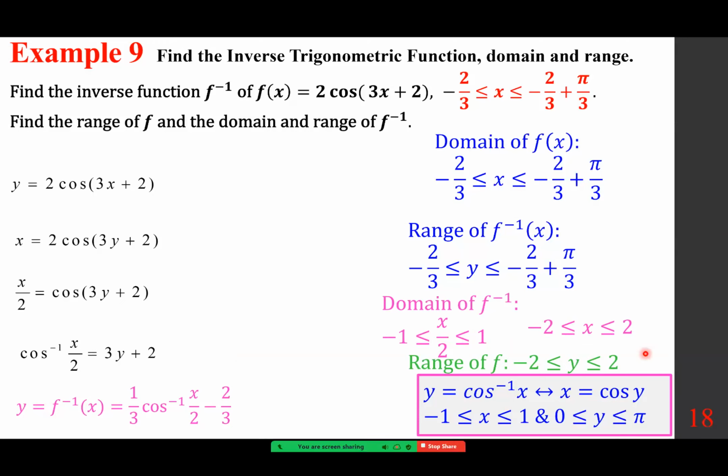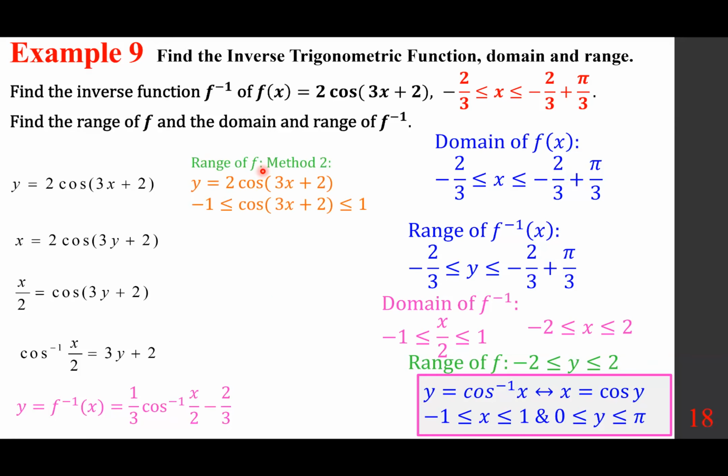And what I want to do, I'm going to go over the second method that I think might be a tad easier for some people to follow. So let's do the second method on that, just as we did it previously. Range of f, method 2. Okay. We know y is 2 cosine of 3x plus 2. And we know cosine, doesn't matter what the argument is, must be between -1 and 1.